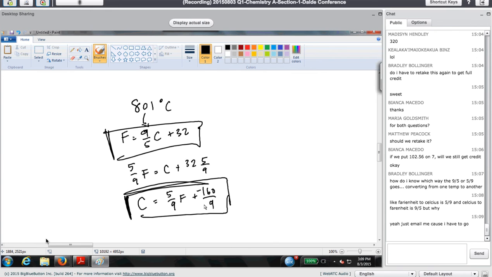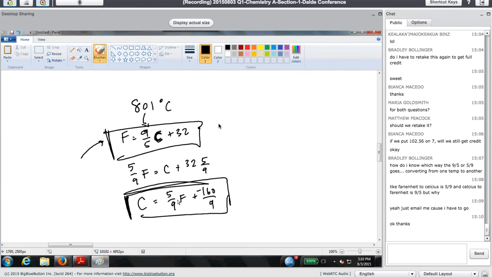I would rather do the first one. But how do I know whether it's 9/5 or 5/9? Or how did I get this equation from this equation? I just solved for C. And the reason why I flipped over that fraction is because I'm trying to get rid of the fraction off of this C. So in order to get rid of the 9/5, I multiply by 5/9, and that gets rid of that. Does that make sense? All right, I gotta go. Talk to you later. Okay, bye. I hope that made sense.